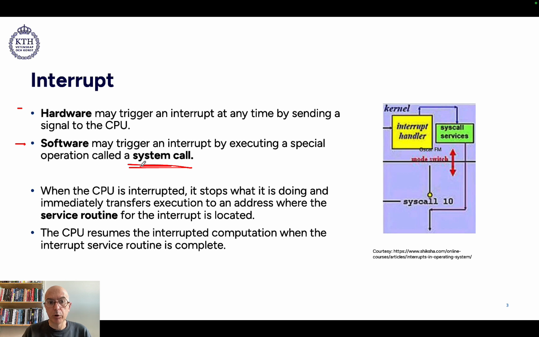So how does it actually work when the CPU receives either a hardware or a software interrupt? Well, when the CPU is interrupted, it stops what it's doing and immediately transfers execution to an address where the service routine for the interrupt is located. You see here in this plot the system call service. The CPU resumes the interrupted computation when the interrupt service routine is completed. So when the service routine is completed, the CPU can continue the interrupted computation.